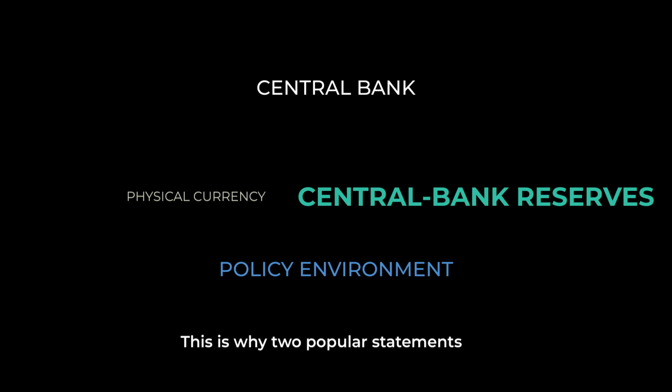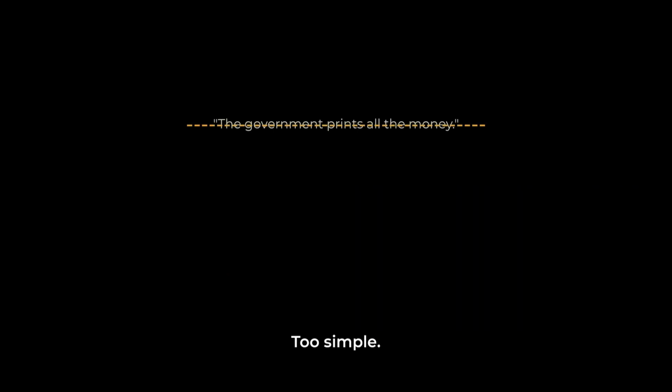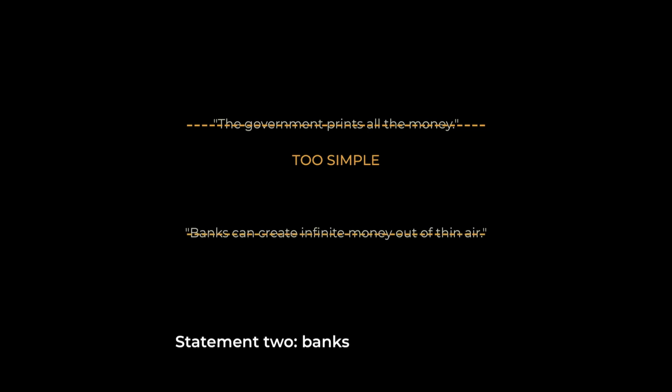This is why two popular statements are both incomplete. Statement 1. The government prints all the money. Too simple. Much of the spendable money used by households and businesses exists as commercial bank deposits. Statement 2. Banks can create infinite money out of thin air. Also wrong. Banks create deposit money through balance sheet expansion, but they operate inside a system of capital requirements, liquidity needs, settlement obligations, regulation, credit risk, market funding, borrower demand, and central bank policy. The useful model is not a conspiracy, and it is not magic. It is accounting inside a regulated monetary system.